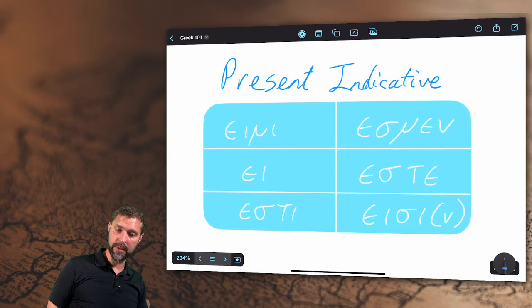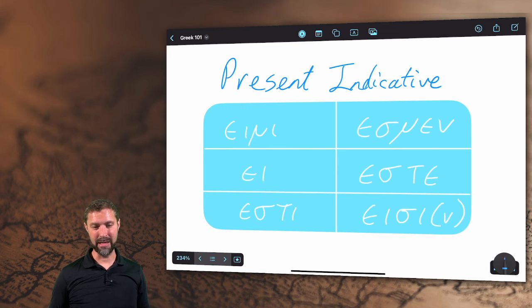The way I recommend you memorize it is exactly what I've done with others. Walk through and just say it a million times. Okay, eimi, e, esten, esti, as, men, esta, ac. Eimi, e, este, as, men, esta, ac.